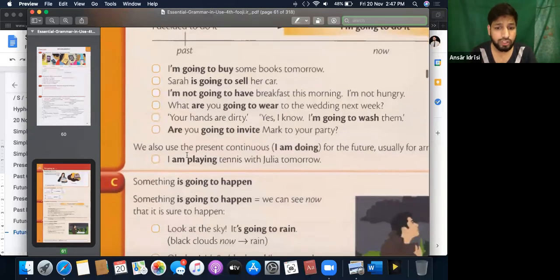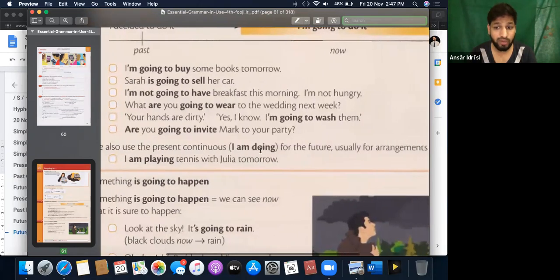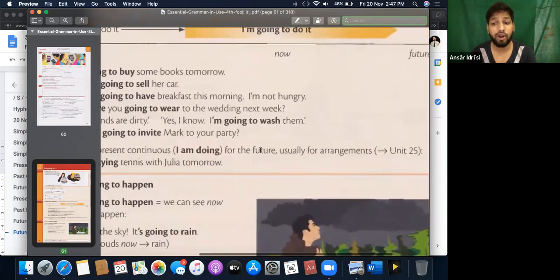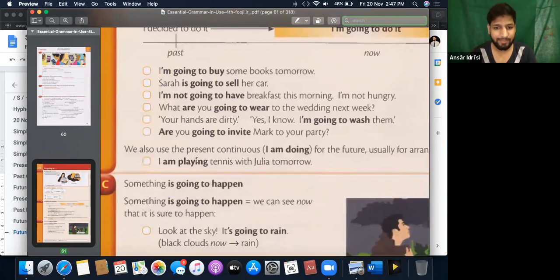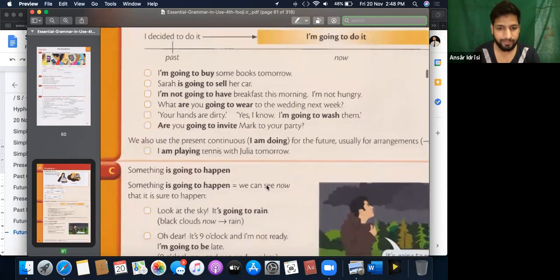Now, we also use the present continuous I am doing for the future, usually for arrangements. For example, I am playing tennis with Julia tomorrow. Tomorrow. ये जरूरी है वहाँ पर. I'm going to play tennis tomorrow with Julia. Getting it? So this is what we can say future decided.